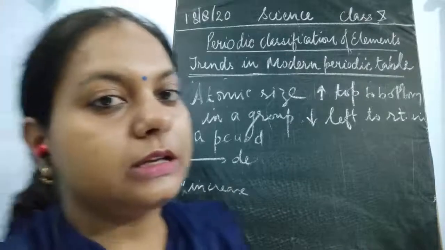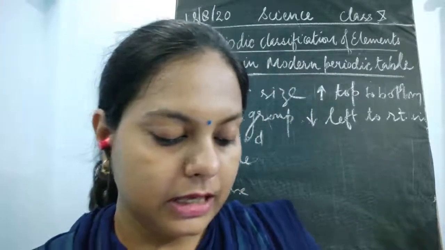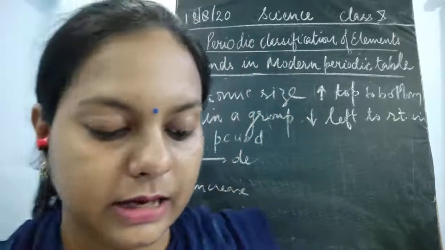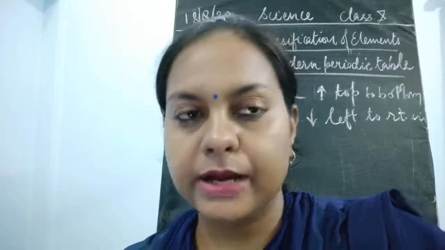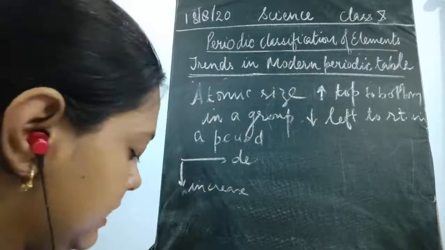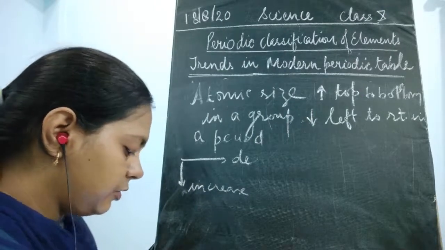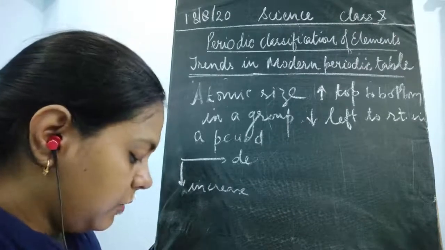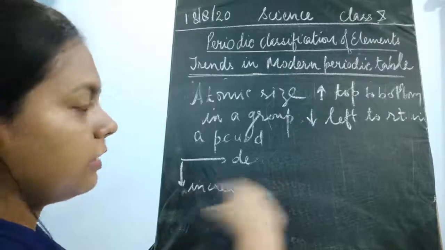So we need to see the atomic number. It has atomic numbers 3, 4, 5, 6, 7, 8 and 9. Okay, we'll just write down the size of the radius. Here it is given as lithium, beryllium, boron, carbon, nitrogen, oxygen and fluorine. We are moving from left to right in a period.